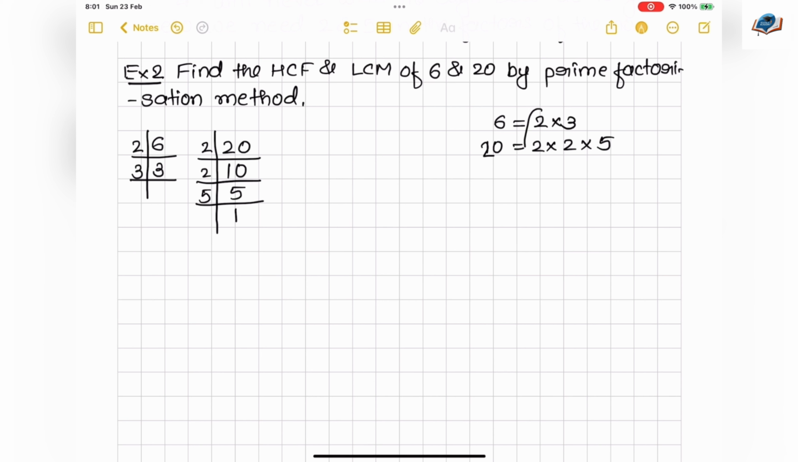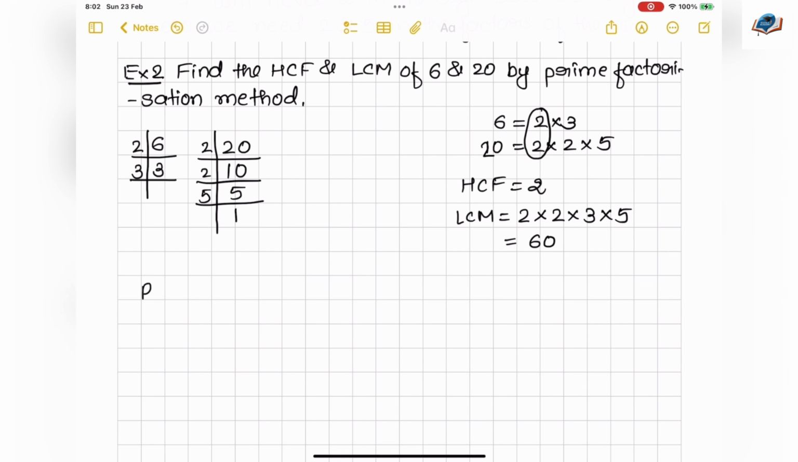So if you see carefully, 2 is common. So HCF is 2, and to find LCM, whatever is common, that one time you have to write, and leaving that, all the digits which are left you have to write. So now 2, 3 and 2, 5 are left. So LCM will be 60.